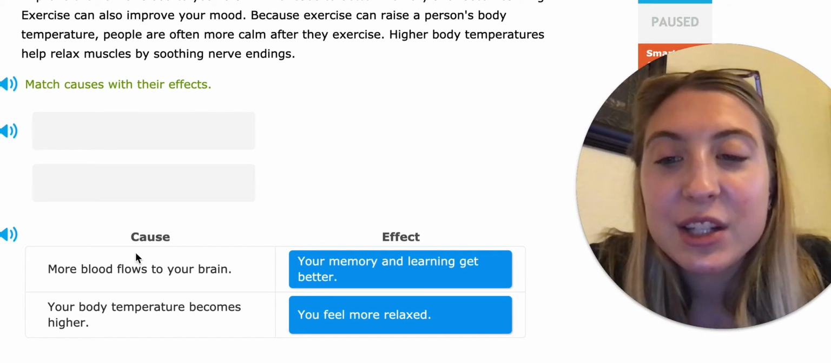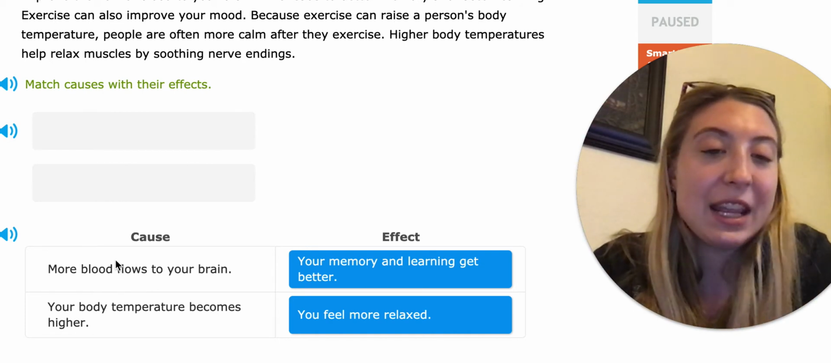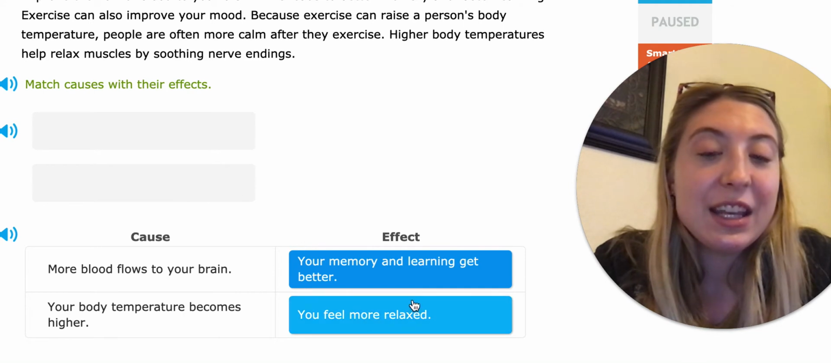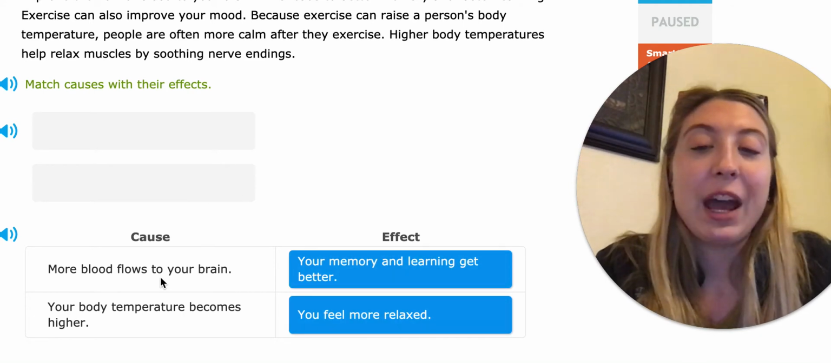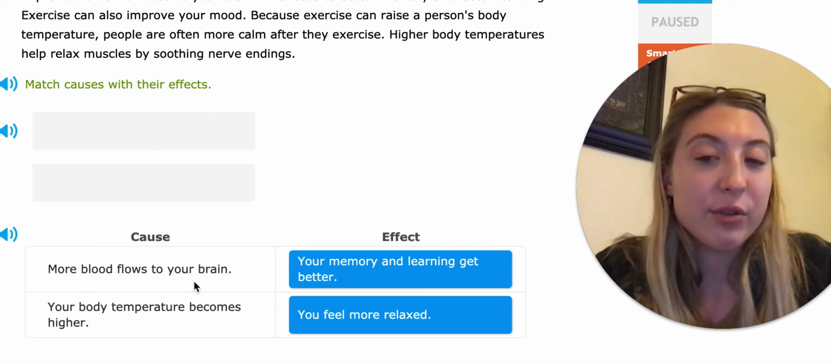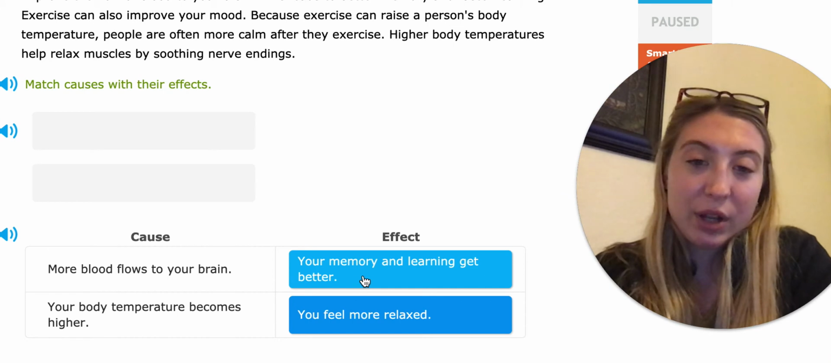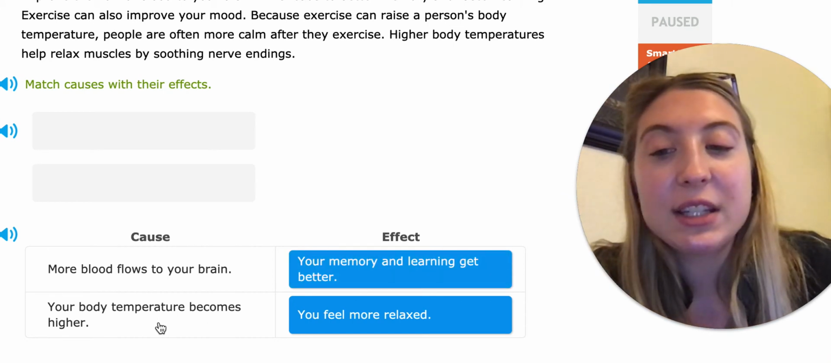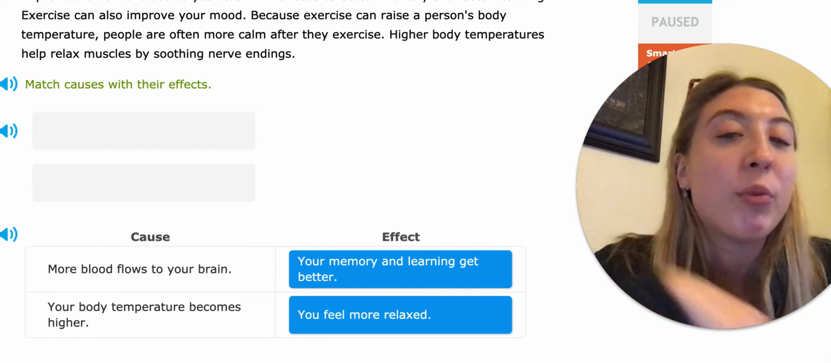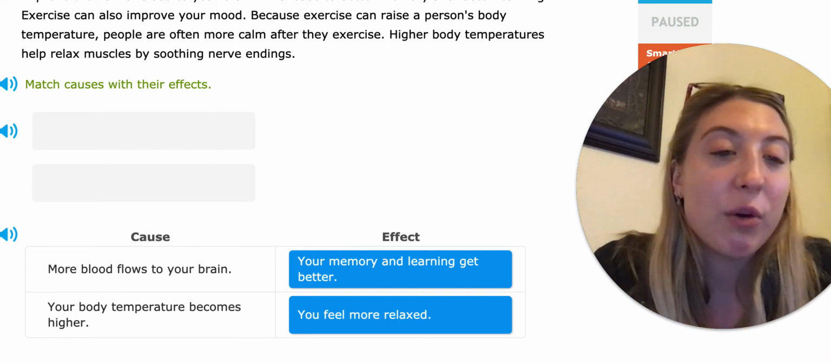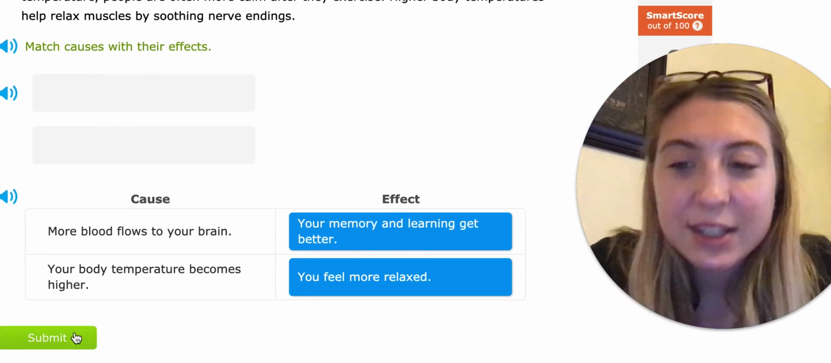So this is why it's happening, and this is because we did this. This is the result. So if we exercise and more blood flows to your brain, the result is your memory and learning will get better. If our cause is your body temperature becomes higher, our result is we'll feel more relaxed because we're helping relax our muscles. And then we're going to press submit.